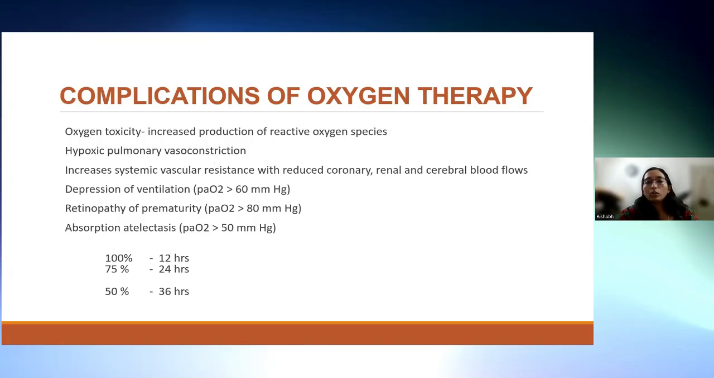But when we have talked about oxygen therapy, we should also know a little bit about the complications of oxygen therapy, wherein we can see that oxygen toxicity can produce reactive oxygen species. There can be hyperoxic pulmonary vasoconstriction. Systemic vascular resistance can increase because of hyperoxia, and thereby there can be decrease in coronary, renal and cerebral blood flow. There can be depression of ventilation, retinopathy of prematurity, and absorption atelectasis, especially if we give 100% oxygen for more than 12 hours, 75% for more than 24 hours, and 50% for more than 36 hours.